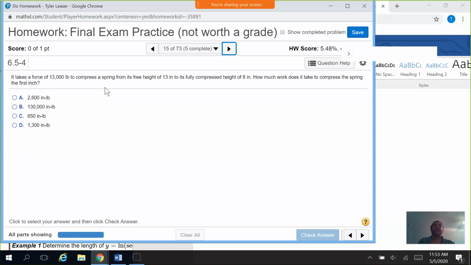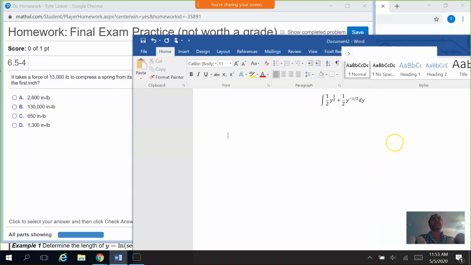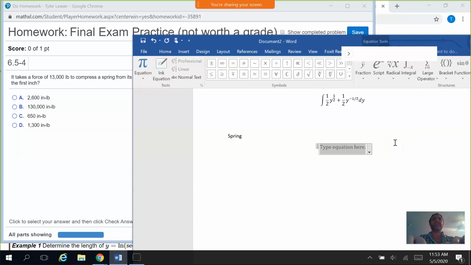The first kinds of questions we had from this were these spring questions. Remember, the only thing that was super important with these spring questions was, who's that guy? Is it Hooke's law? Does that sound right? Hooke's law, which is just force is equal to the spring constant times the displacement.